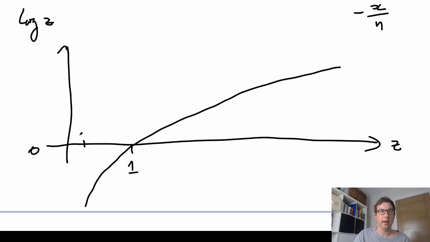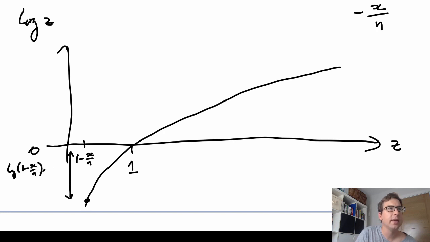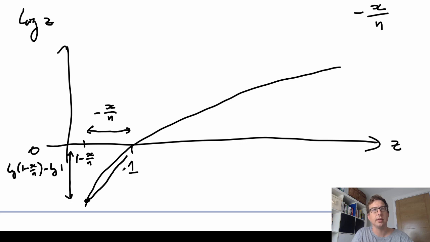What we're interested in here is the change from 1 to 1 minus x divided by n. Notice, if I look at the height from here to here, the change is really log of 1 minus x over n minus log of 1. That's this height here. And then the change in this direction is really minus x divided by n. So when I divide this by this, I'm really looking at the slope of this line. I did that with a different colour.